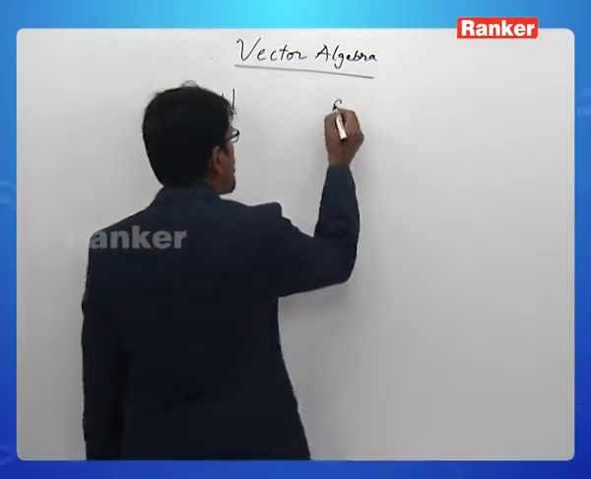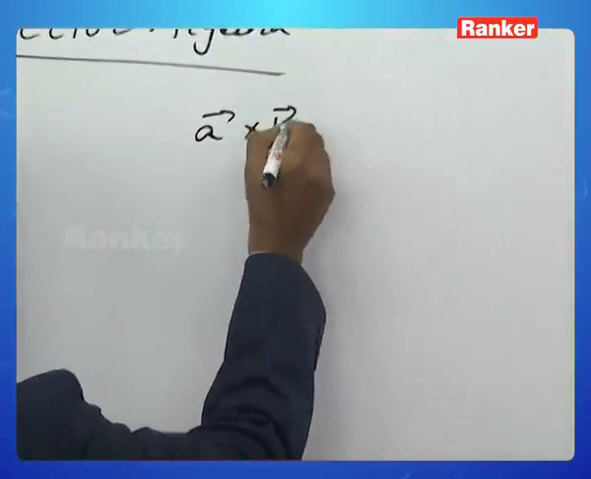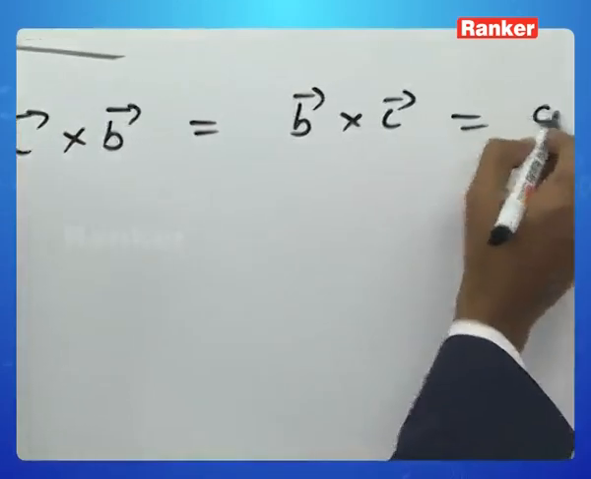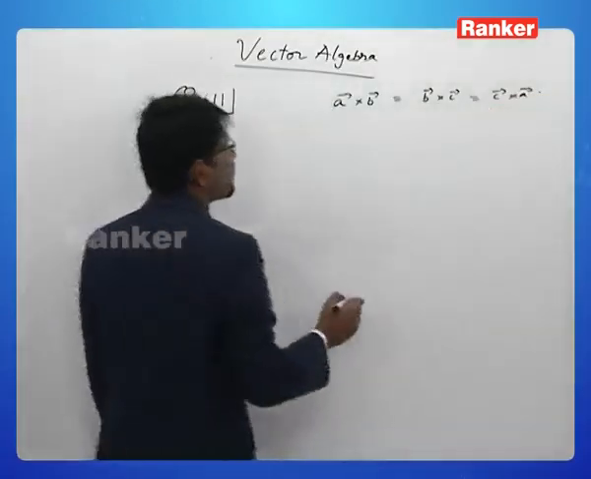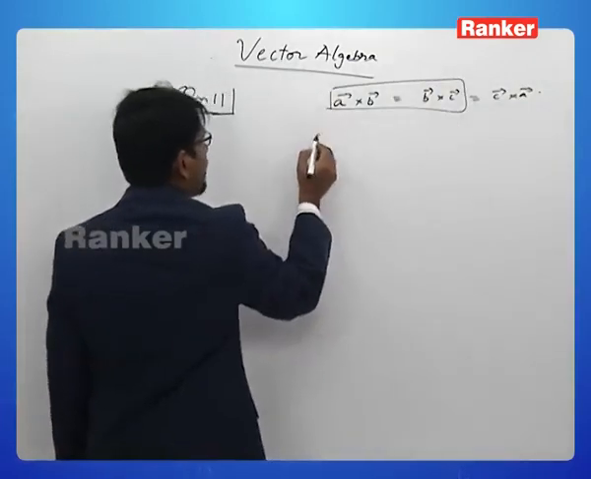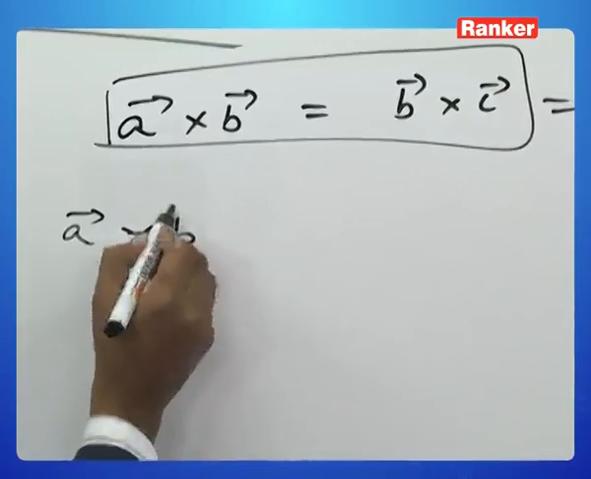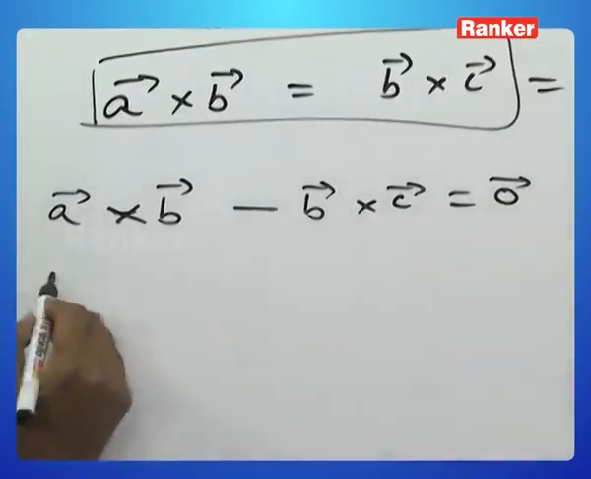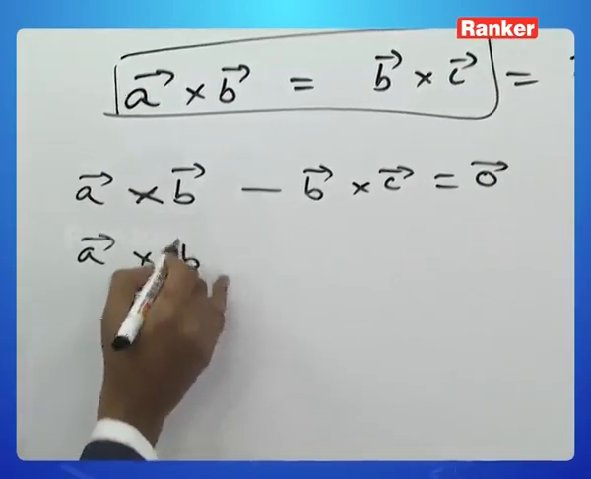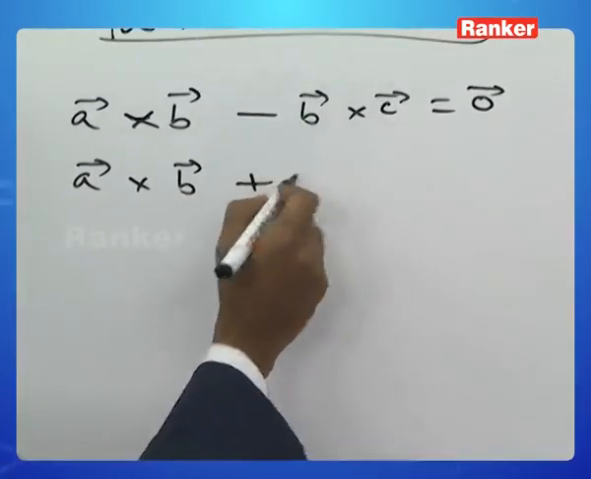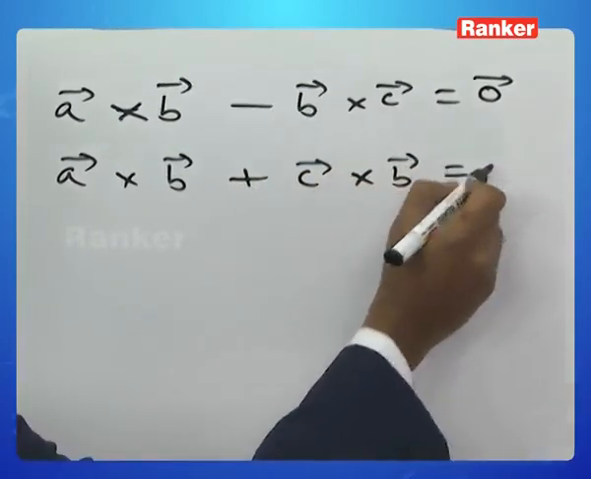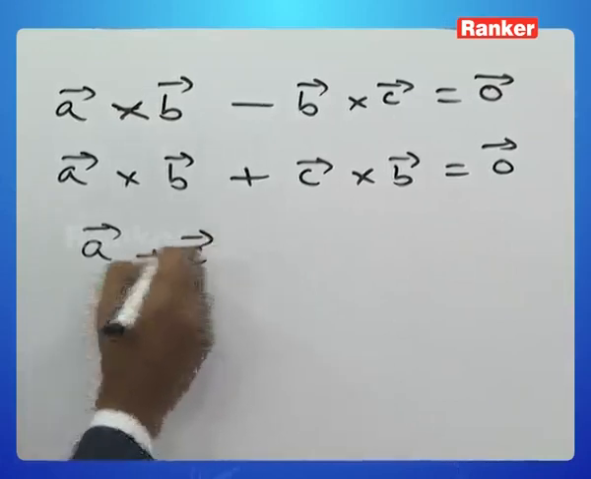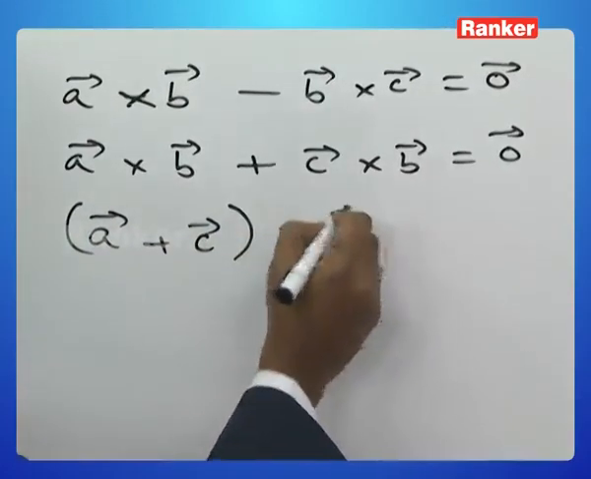A cross B is given to be B cross C, and that's also equal to C cross A. Equating these two, we have here A cross B minus B cross C to be equal to 0, null vector. This A cross B plus this minus of B cross C, I can write in the form of C cross B, equal to null. So taking B bar common, we can write this as A bar plus C bar, cross product with B bar is null vector.